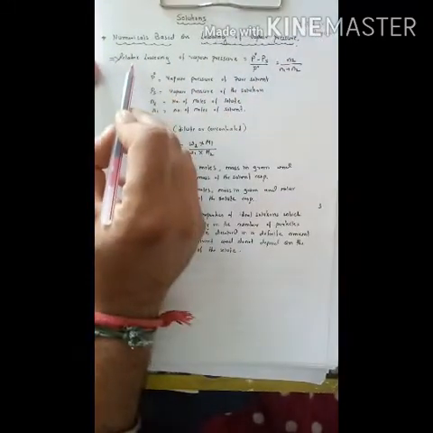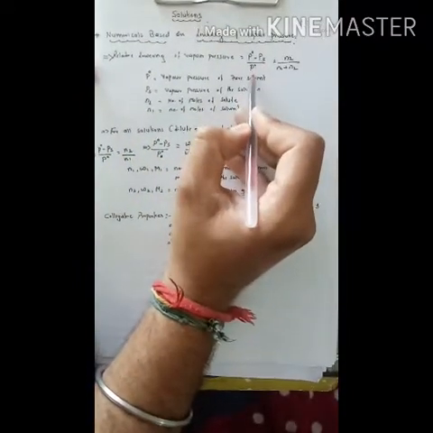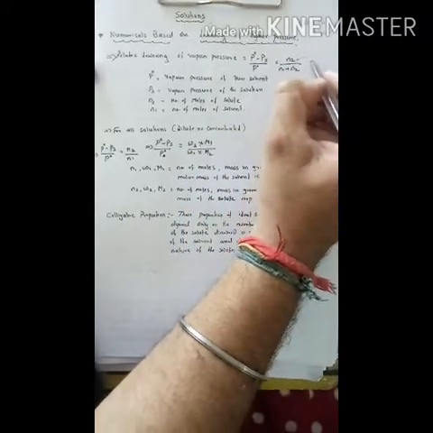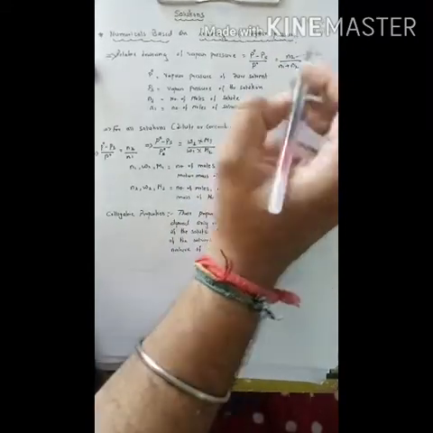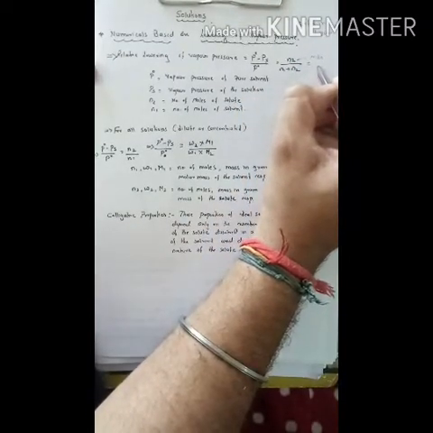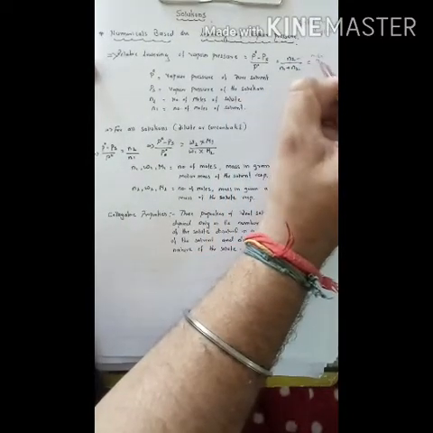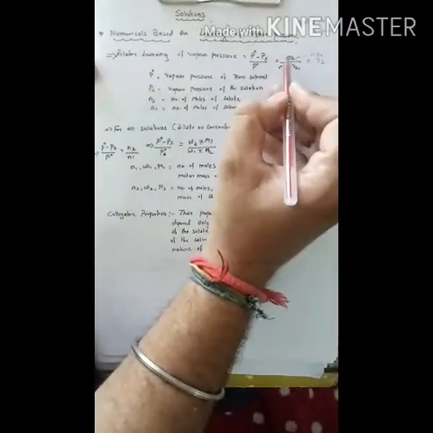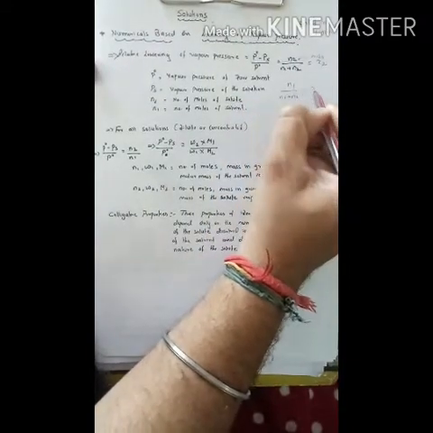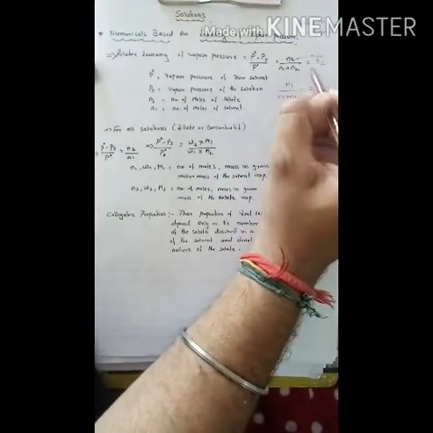So the formula over here, the relative lowering of vapor pressure, is equal to P naught minus Ps upon P naught, equals N2 upon N1 plus N2. As you know, N2 is the moles, am I right? Whenever it comes to moles, that is known as X. So X is the mole fraction. Here N2 is known as X2, and N1 upon N1 plus N2 is written as X1.